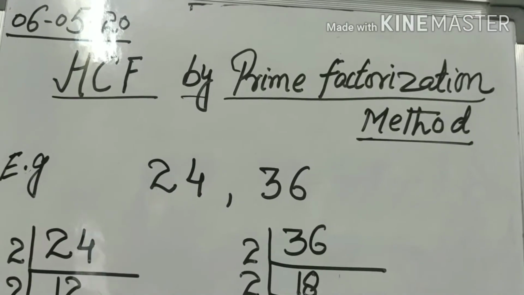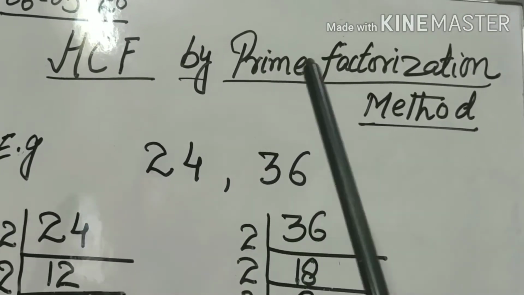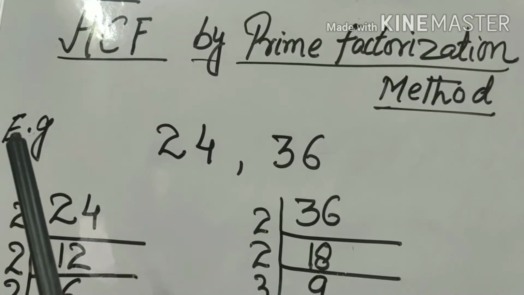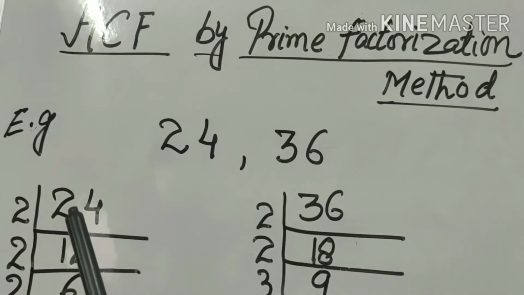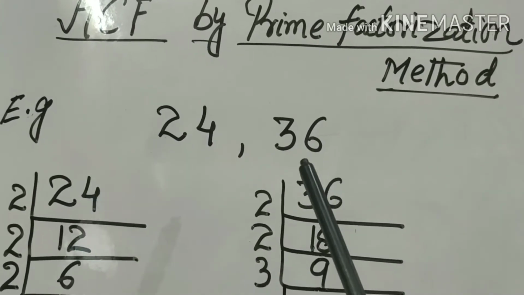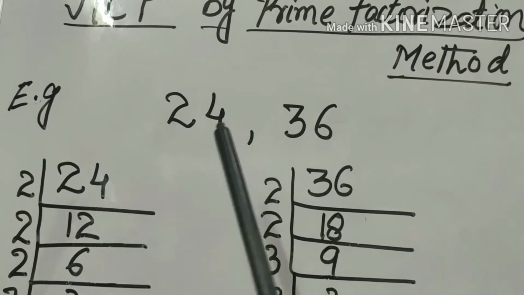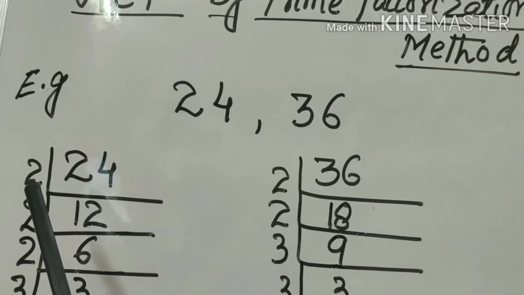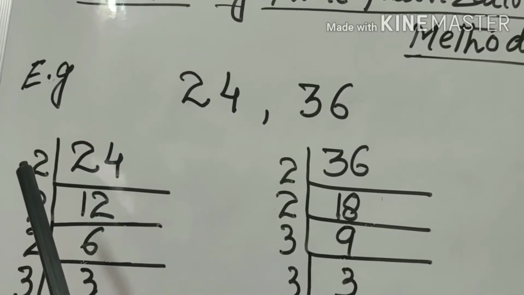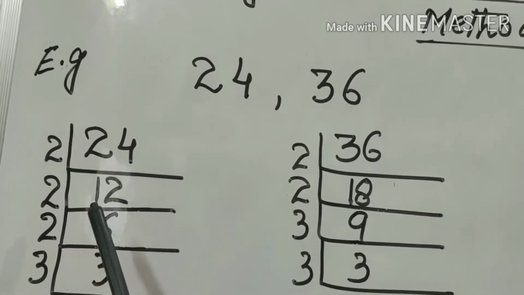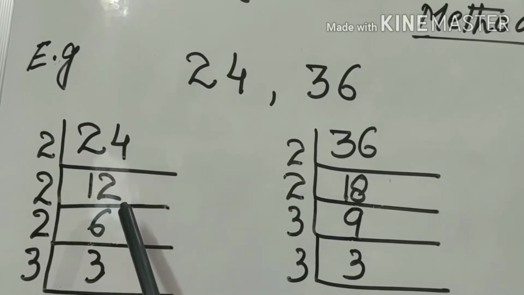Now, how do we find HCF by prime factorization method? For this, we take an example. Suppose we have two given numbers 24 and 36. We take 24 and divide it by 2, the least prime number. 2 12s are 24. Now 12 is again an even number.